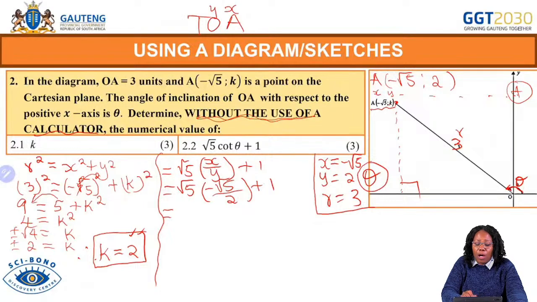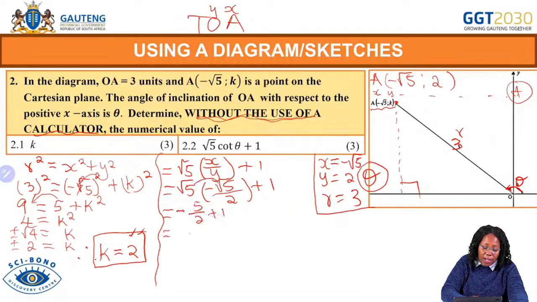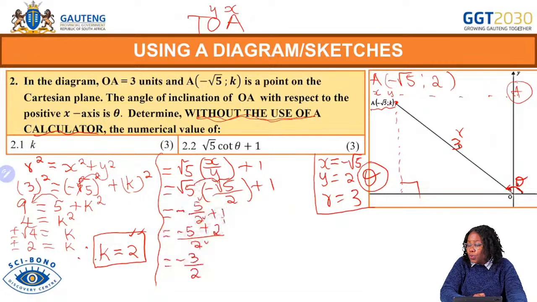Remember, they said without using a calculator. So it will be square root 5 multiplied by the square root of 5. Then it will give us the minus 5 over 2 plus 1. LCM 2. And then 2 into 2 goes once. 1 times minus 5 is minus 5. Plus 1 into 2. 2 times 1 is 2. So this is minus 5 plus 2, of which is minus 3 over 2. It's our answer there.